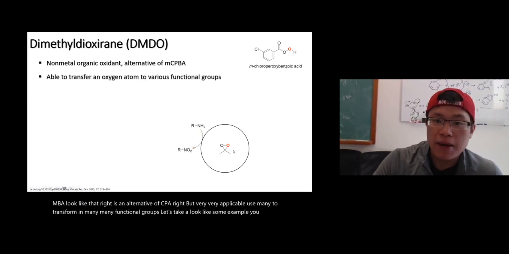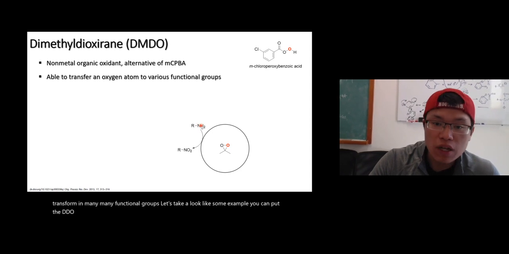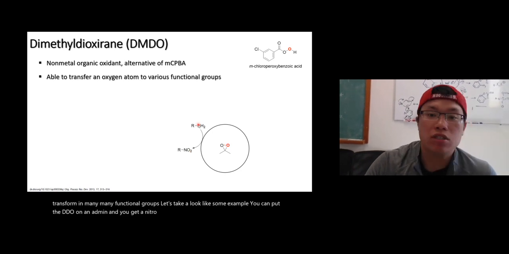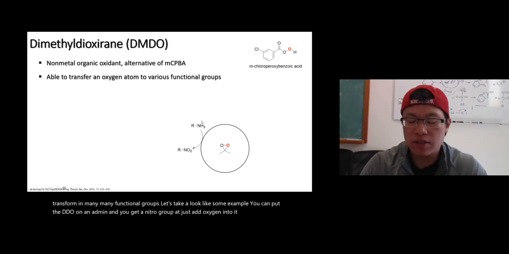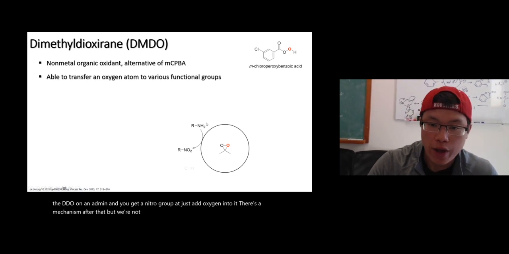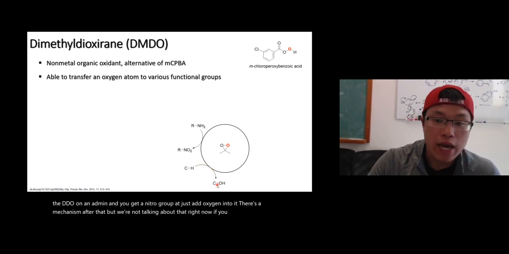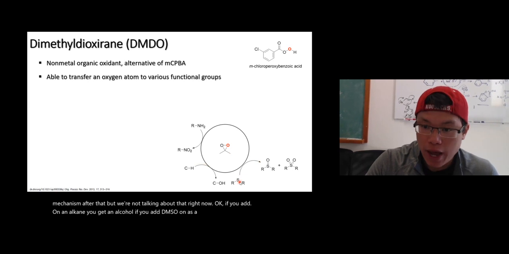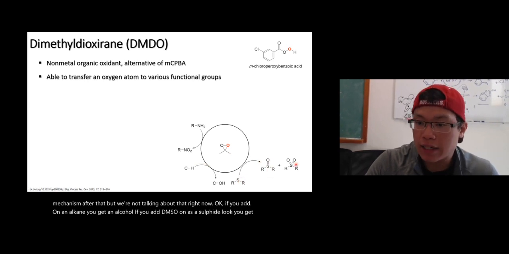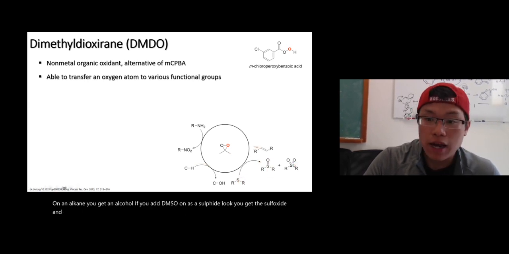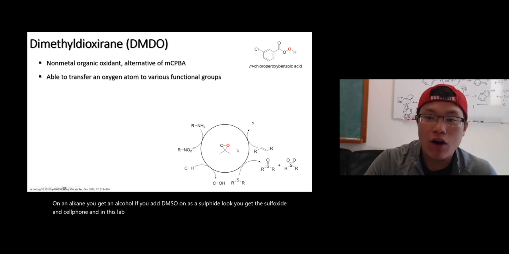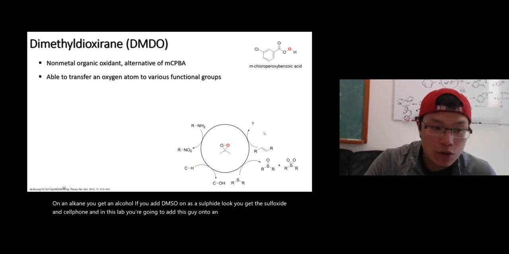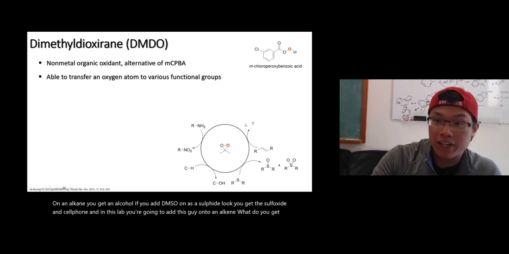You can put the DMDO on an amine, you get a nitro group. Just add oxygen into it. There's a mechanism after that, but we're not talking about that right now. If you add it on an alkane, you get an alcohol. If you add DMDO on a sulfide, you get the sulfoxide and sulfone. And in this lab, you're going to add this guy onto an alkene. What do you get? Well, that's your job to figure out.